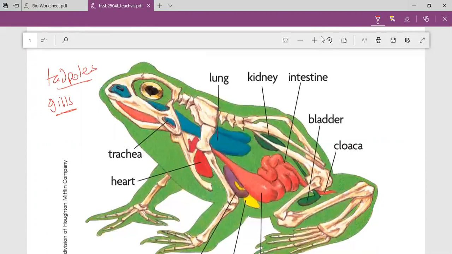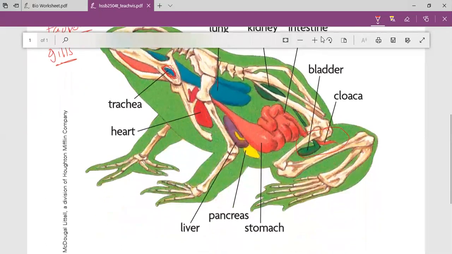So you need to master the qualities or the properties very well. They have gills. They have a middle ear. The heart is here. This is the lungs. They have the kidney. They have the intestine. They have the bladder. It's easy to remember: the bladder is next to the cloaca. The one which is folded is the intestine. The one which is small is the stomach. This is the pancreas, which is underneath the liver.